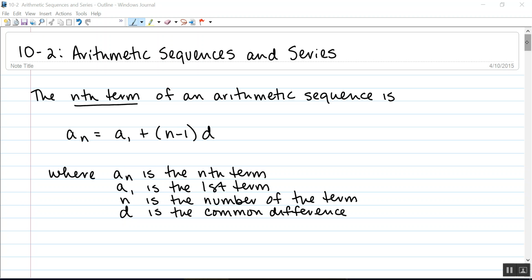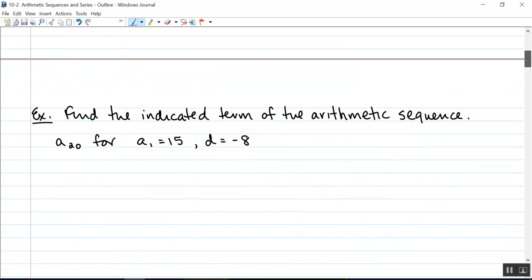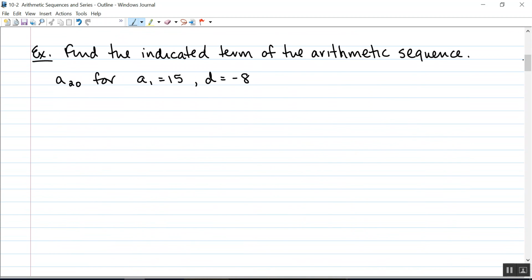Let's take a look at several examples. This says find the indicated term of the arithmetic sequence. So we need to find a sub 20 given that a sub 1 is 15 and my common difference is negative 8. So let's start with our formula. A sub n equals a sub 1 plus the quantity n minus 1 times d. And I know that n is going to be equal to 20, because I have a sub 20.